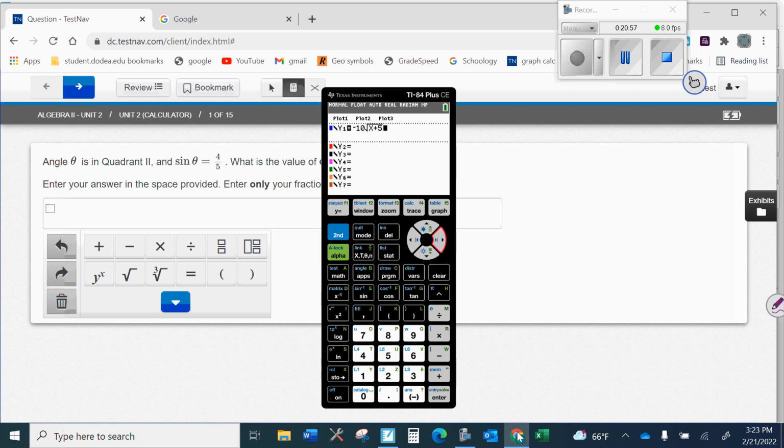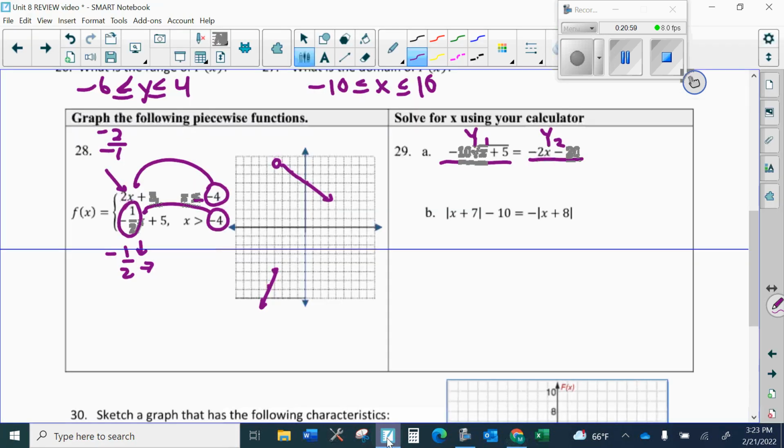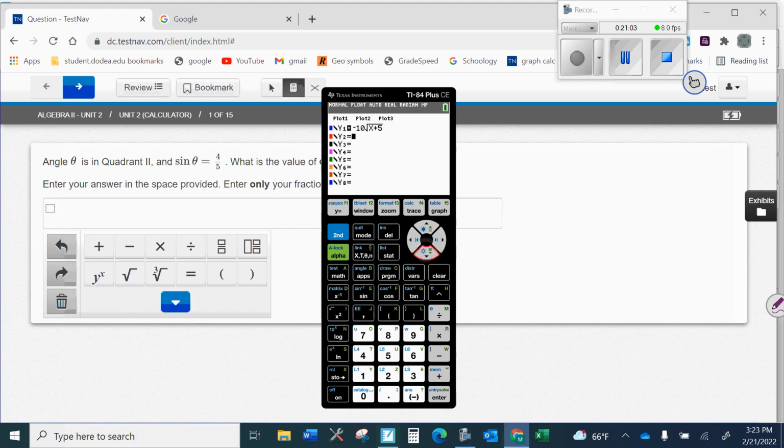Right arrow out of there. Is there anything left with that? Nope, that was it there. Negative 2x minus 20 on the other one. I hit graph. Notice I can't see where they intersect, so I need to lower my y. I can either zoom out, do zoom 3, and zoom out, or go to the window and lower my y minimum, say down to negative 25. Hit graph. Okay, now I see intersecting there.